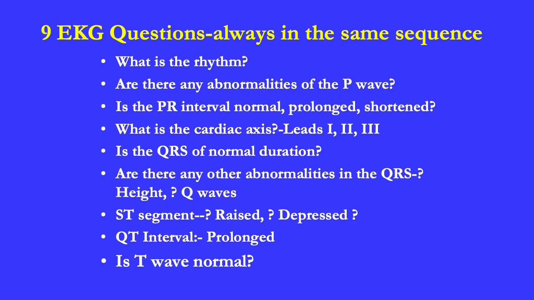When interpreting EKGs, it's essentially 9 questions which are always in the same sequence. What is the rhythm? Are there any abnormalities of the P wave? Is the PR interval normal, prolonged, or shortened? What is the cardiac axis? For that you essentially look in leads 1, 2, and 3, limb leads. Is the QRS of normal duration? Are there any abnormalities in the QRS? What is the height? Are there any Q waves? When looking at ST segment, is it up or down? That is, is it raised or depressed?